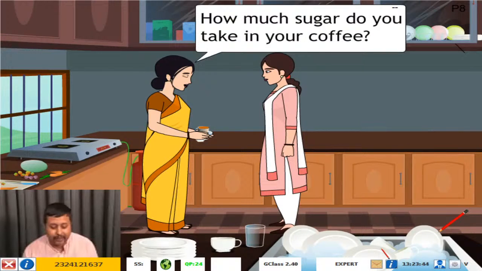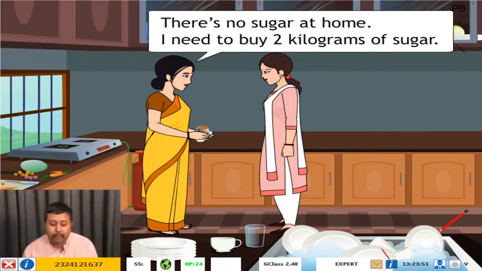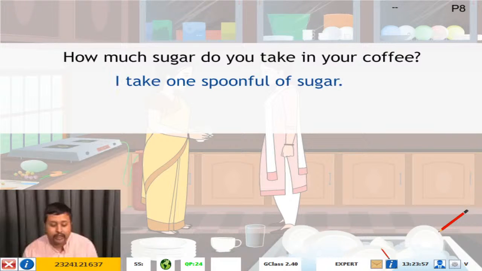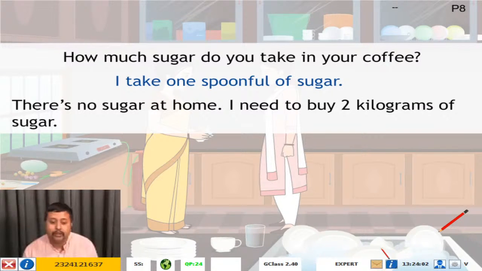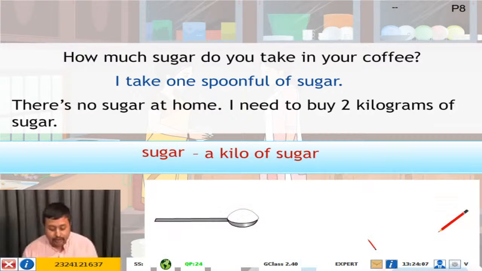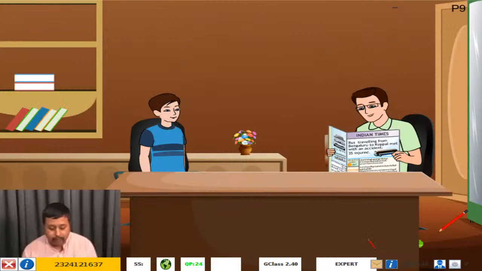Right? Now, look at this one. How much sugar do you take in your coffee? I take one spoonful of sugar. There is no sugar at home. I need to buy 2 kilograms of sugar. Now look at the scene here. Sugar is an uncountable noun, but when you say a kilogram of sugar, a spoonful of sugar, that becomes a countable noun.